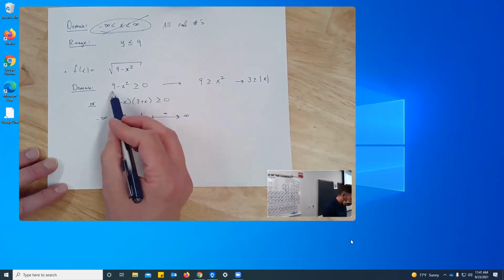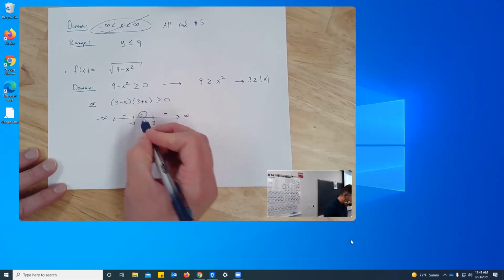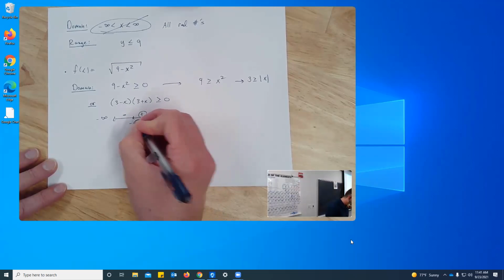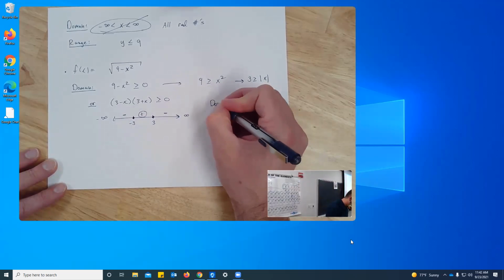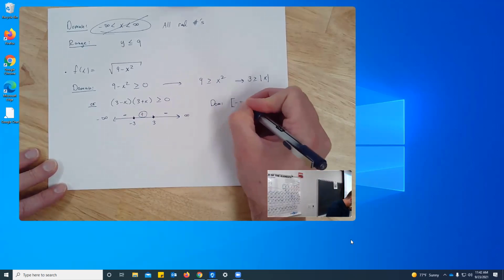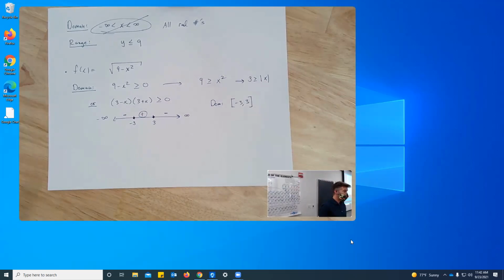I want this quantity to be greater than or equal to 0. So I want the parts where it's positive. I also want the parts where it's equal to 0. So my domain here is everything from -3 to 3, inclusive of the endpoints, and nothing else.